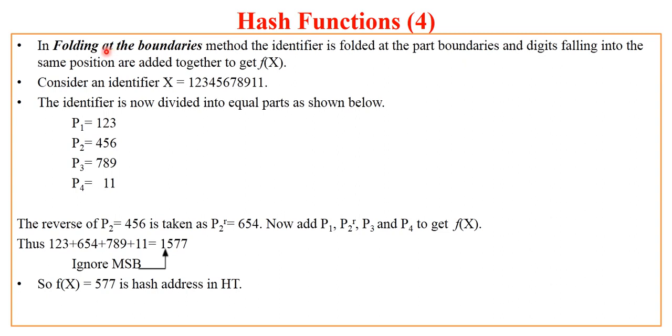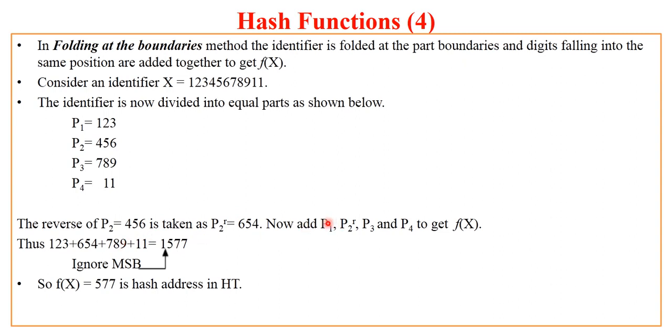Now let us discuss something about the folding at boundaries method. In this, we apply the same technique of partitioning the identifier into some parts. The rule is the same. So we have divided this identifier X into 4 different parts. Here, one of the parts of this same number of parts is taken and the reverse of that part value is calculated, and that is used in the case of addition.